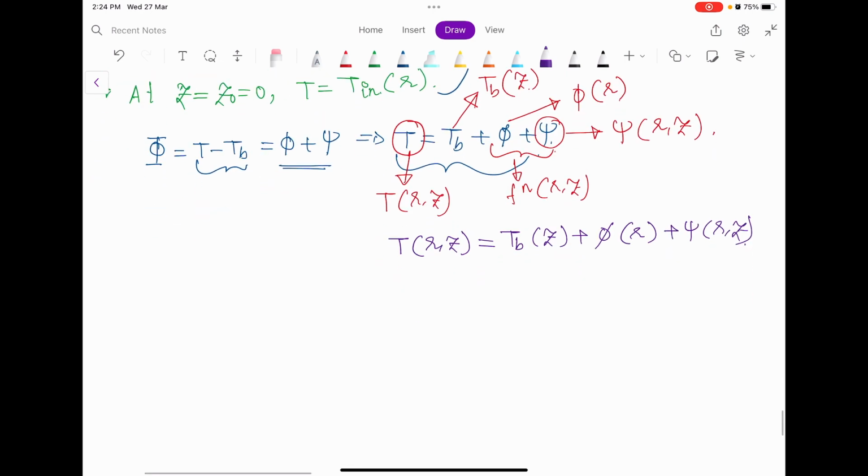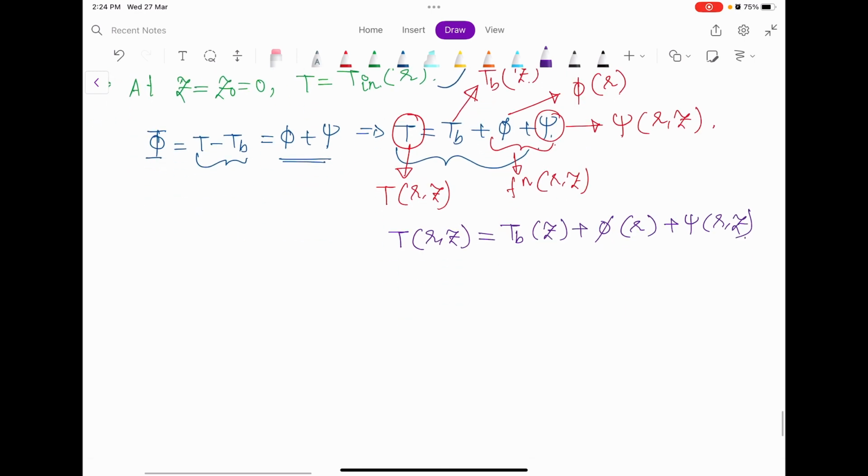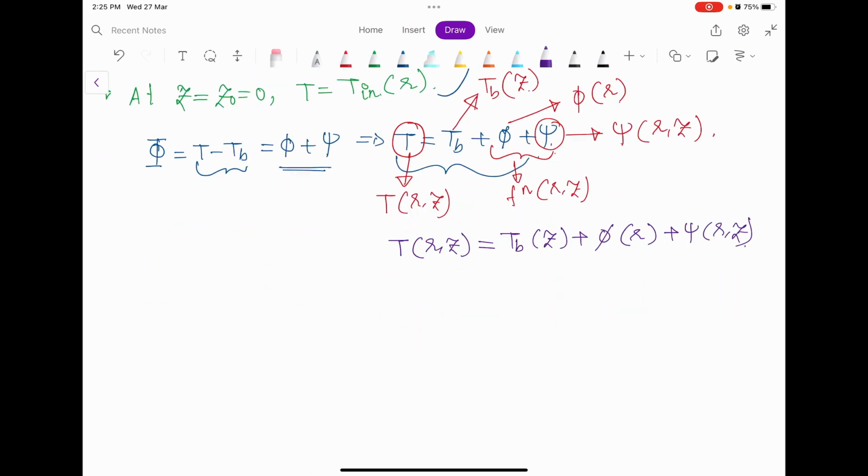Now I have told you earlier that if I have to break the problem, I have to break it in such a way that the governing equation, let me write it actually, the governing equations of problem 1, problem 2, problem 3, if they are added, should give the governing equation of the actual problem.